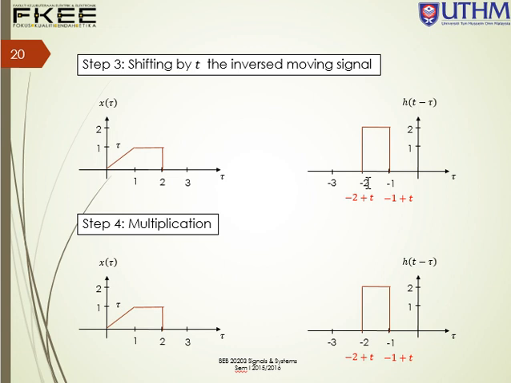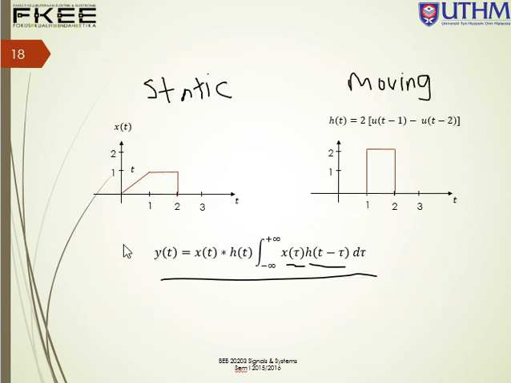After we shift the inverted moving signal by t, we will multiply both signals. When you multiply these two signals, you will get x(tau) times h(t - tau). If you look over here, this one, we have x(tau) h(t - tau).